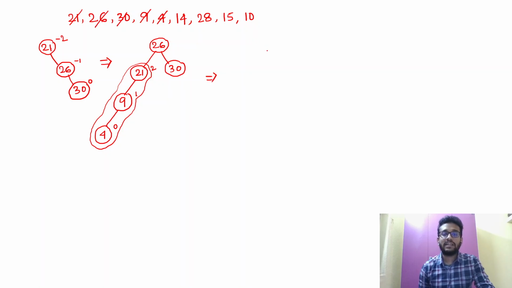Okay, now make it balanced. So how can we make it balanced? 9 will go to the root, 4 will come to the left hand side, and 21 will go to the right hand side. Okay, and now 26 is the same as before, and the 30 will go to the right hand side. This is the final tree.